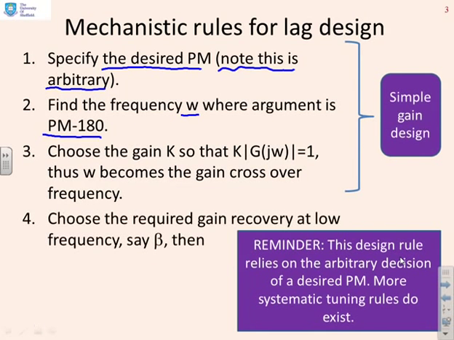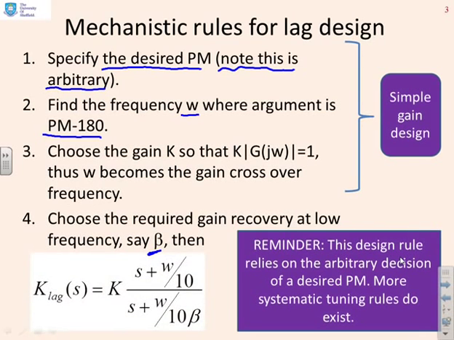Next, choose the required gain recovery at low frequency, and that's going to be a factor beta, and your compensator is given by this formula here, k (s + omega/10) over (s + omega/(10 beta)). And you've got a reminder in this box down here: this design rule relies on the arbitrary decision of a desired phase margin.